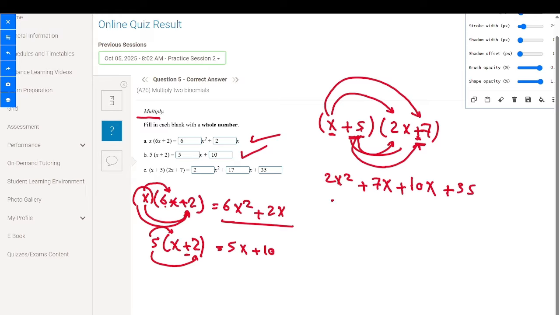Let's simplify. It will be 2x squared. We don't have another square. We have 7x and 10x, so we add them together. So it will be 17x and 35. There is nothing else.